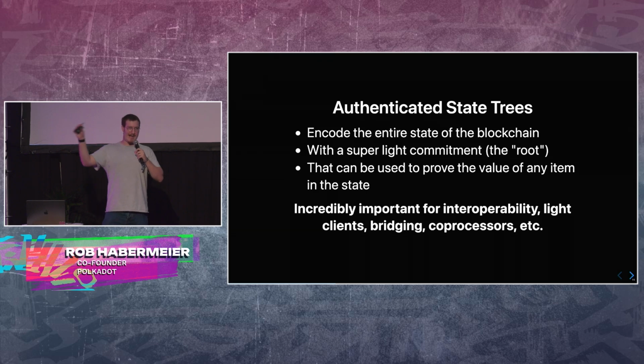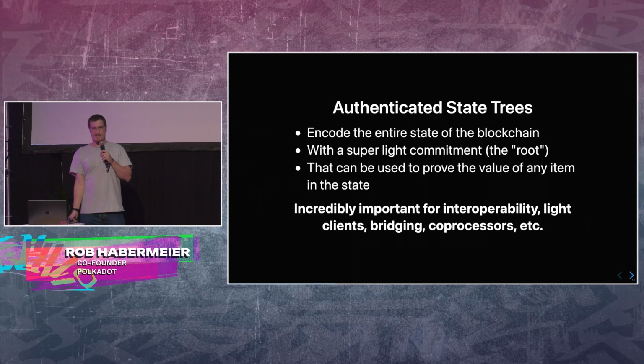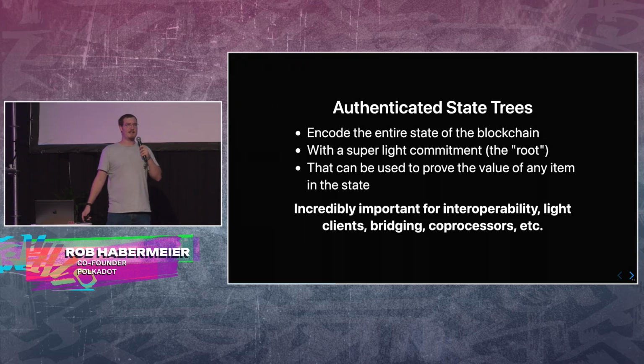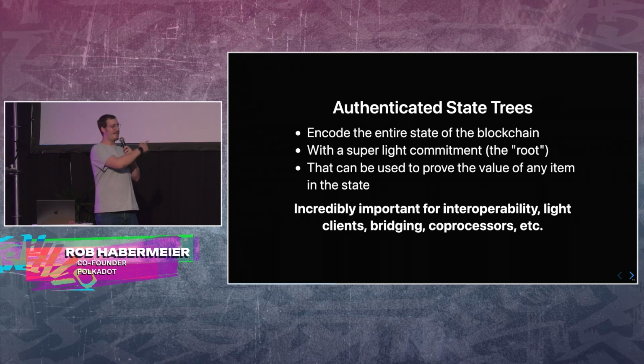So this is a class of algorithms, and it includes stuff like Merkle trees, also includes Verkle trees, all the new stuff with KZG commitments. It doesn't have to be a Merkle thing, but I call them authenticated state trees. The goal of an authenticated state tree is to encode the entire state of the blockchain, and you have a super light commitment to that entire state and everything contained within it, which we refer to as the state root.